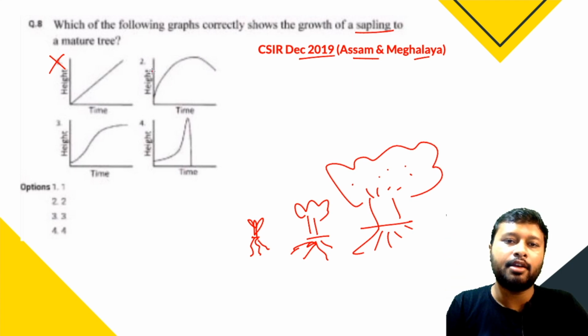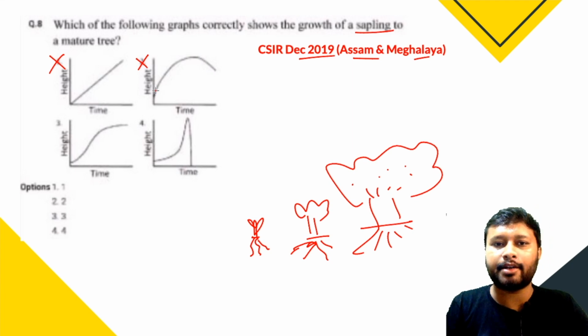That cannot happen. The second says that the height increases initially, that's fine, but after reaching a certain time the height decreases. Does it happen to a mature plant, that it becomes shorter after some time? No, it does not happen like that, right? So the second option is also incorrect. That means the height does not decrease for the plant.